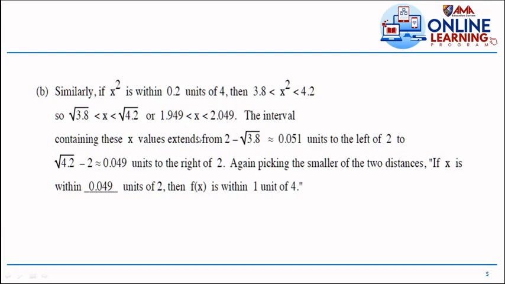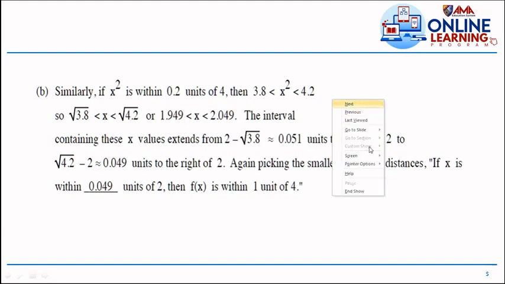So, the intervals: yung isa is 0.051, the other one is 0.049. So, kukunin natin yung maliit na value, which is 0.049. Again, picking the smaller of the two distances, ito na yung sagot natin. If x is within 0.049 units of 2, then the function of x is within 1 unit of 4. So that is our answer.